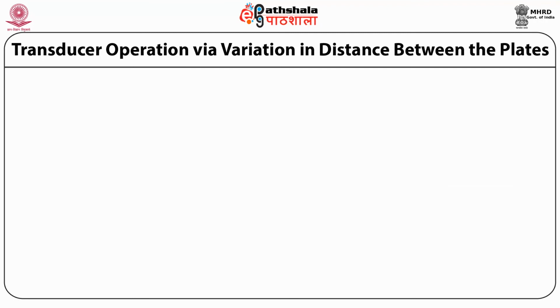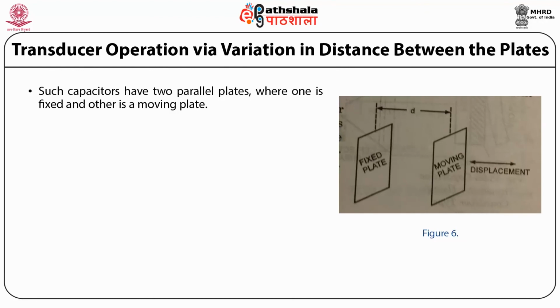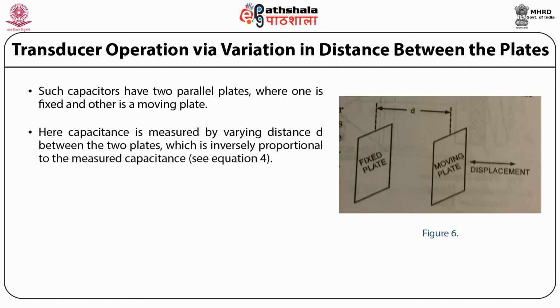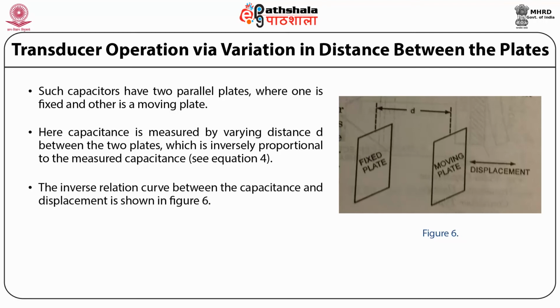Transducer operation via variation in distance between the plates. Such capacitors have two parallel plates, where one is fixed and the other is a moving plate. Here, capacitance is measured by varying the distance d between the two plates, which is inversely proportional to the measured capacitance. This can be seen in equation 4. The inverse relationship of the curve between the capacitance and the displacement is shown in figure 6.